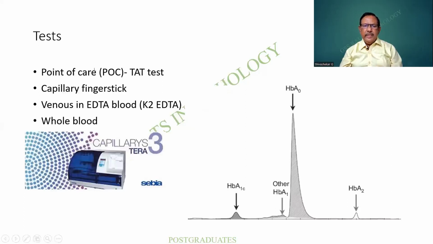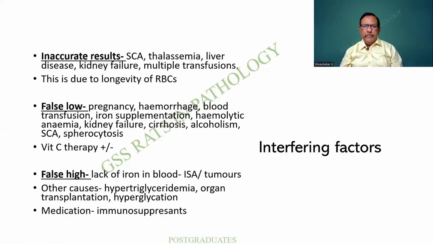And there are various tests. One is called the point of care test or the TAT, and the other one is the capillary finger prick. Venous EDTA blood is used, or whole blood can be used. So HbA1c, you find that this is the value. There are the others over here. And this itself is a capillary method, or the one made by Tosoh or Sebia.